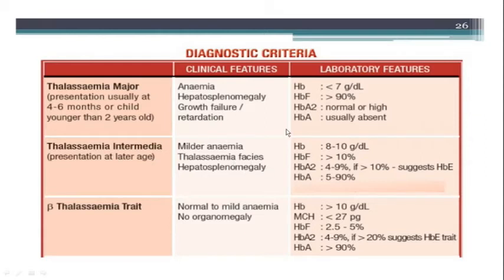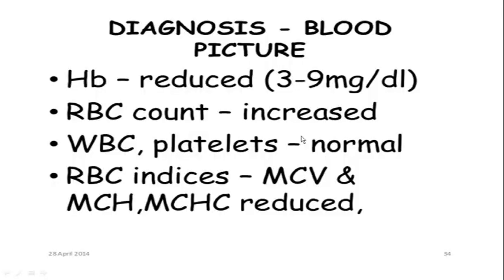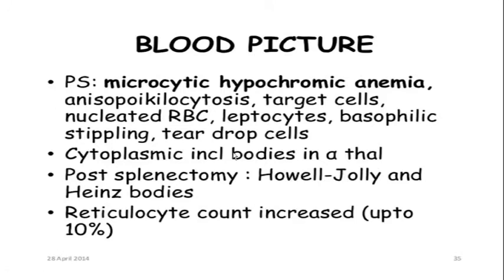And basically you can have a rough idea about the values of different kinds of hemoglobin, but the blood picture will usually show hemoglobin reduced. It can be anywhere around 3 to 9 milligram. RBC count will be increased, WBC and platelets will be normal, but very important is that MCV, MCH and MCHC will be reduced. Very important RBC indices these are.